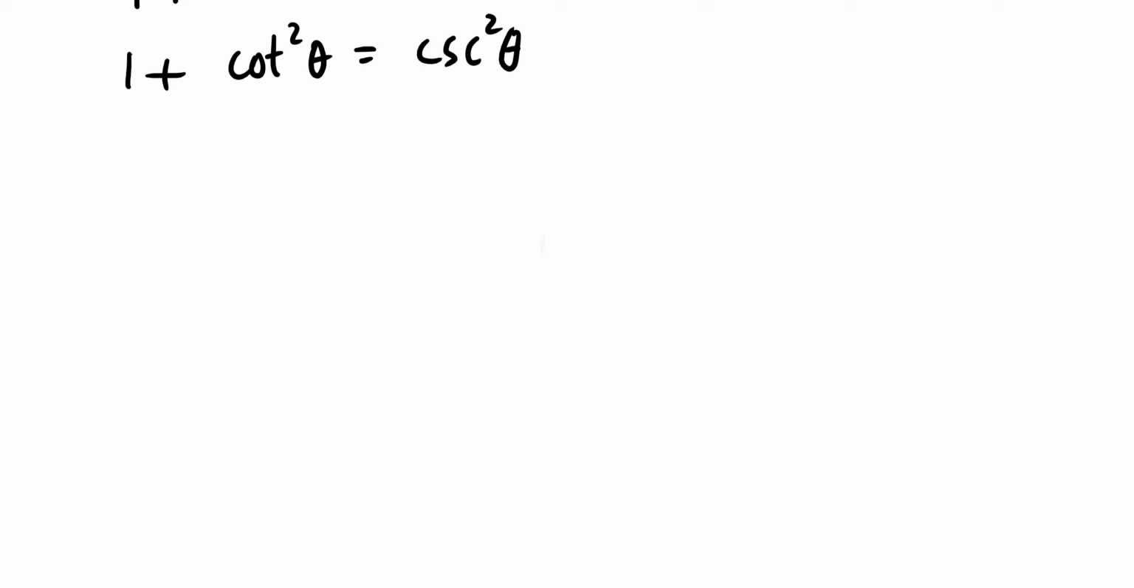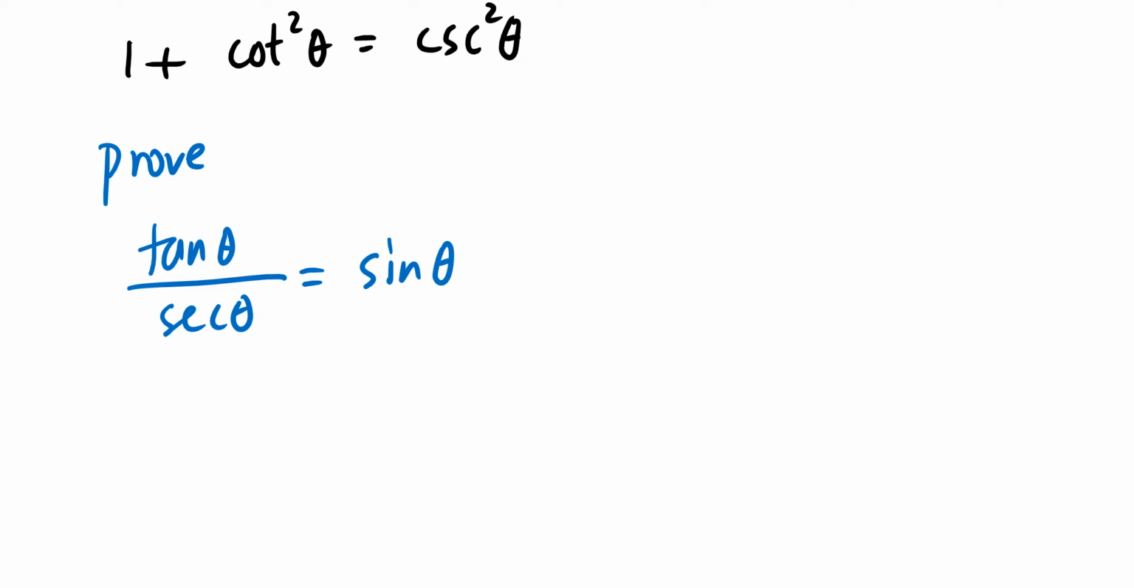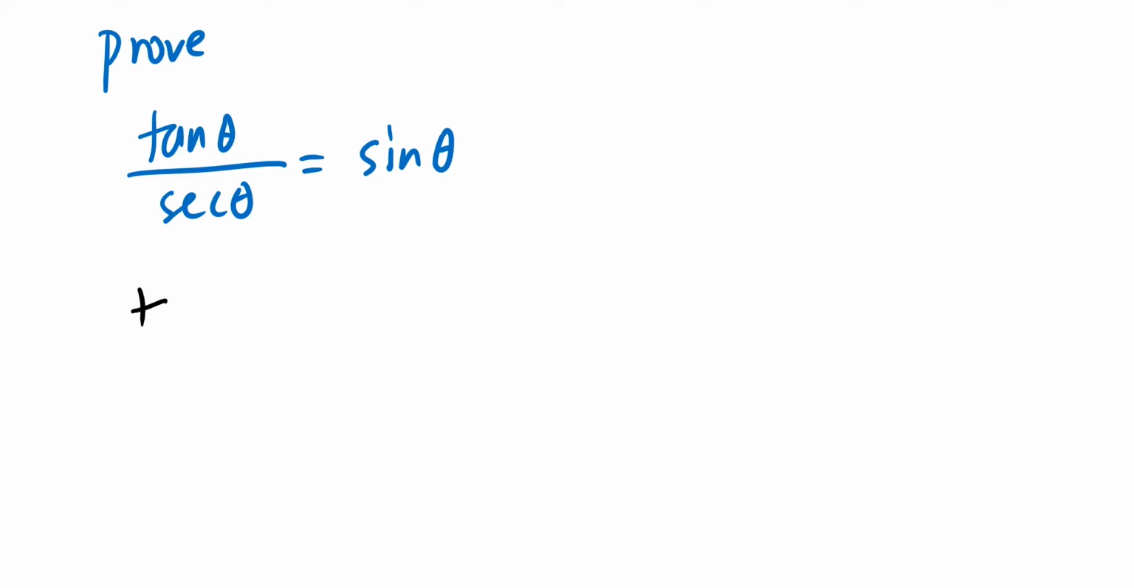Let's look at an example. Say we are asked to prove tangent theta over secant theta equals sine theta. Notice the larger side is the left side, so I start with this side, so I'm going to rewrite it first. I cannot combine fractions, I can't factor, I can't expand, so the only thing I have to do is, and I keep an eye on the right-hand side, which is sine, so that motivates me to convert things into sine and cosine. So tangent is sine theta over cosine theta.